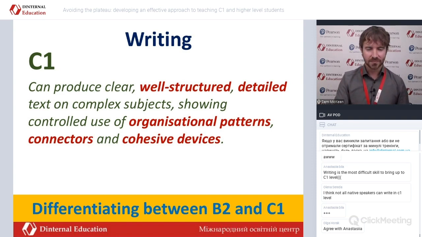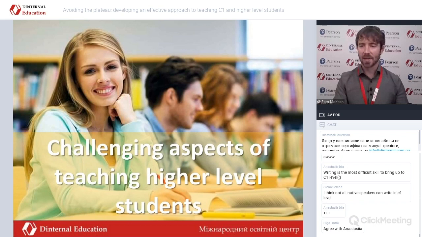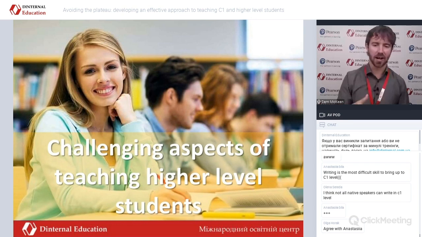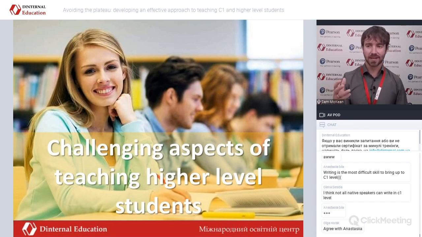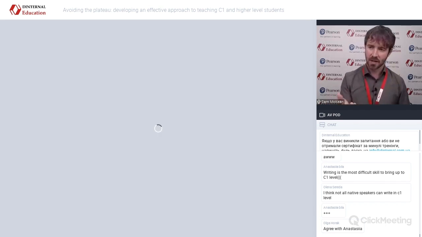So, as I mentioned earlier, there are many challenges which are inherent in teaching higher level students. If we want to develop an effective approach to teaching these students, we need to try and understand the roots of these challenges.